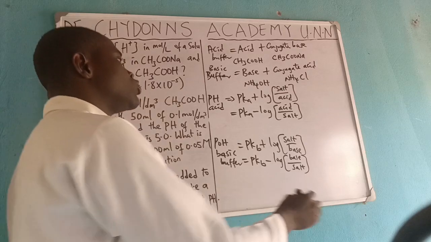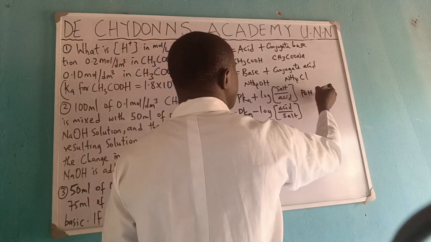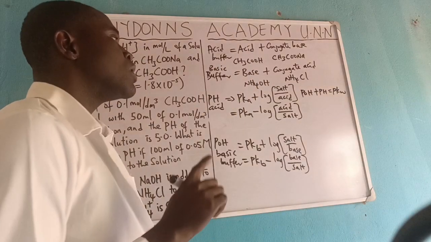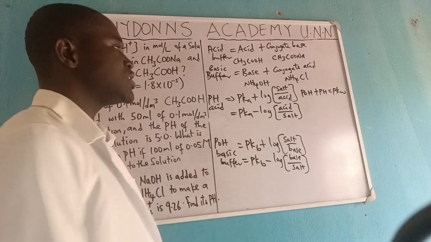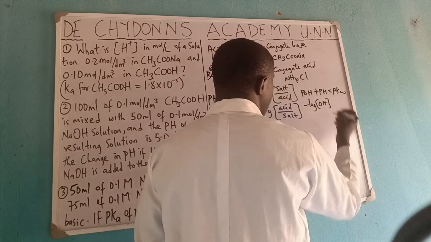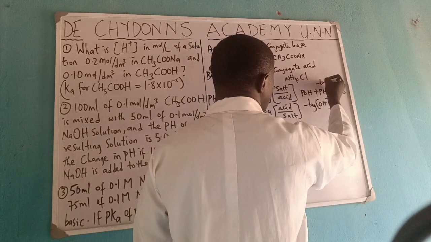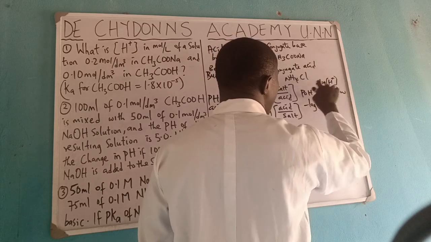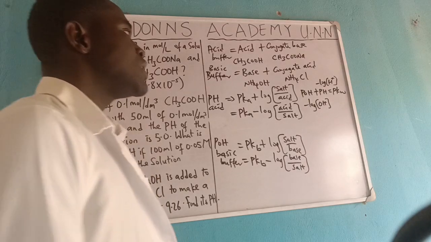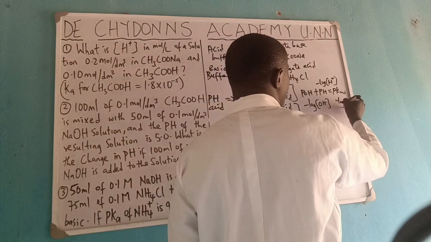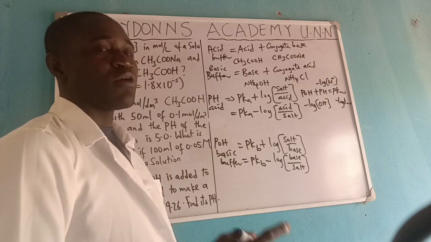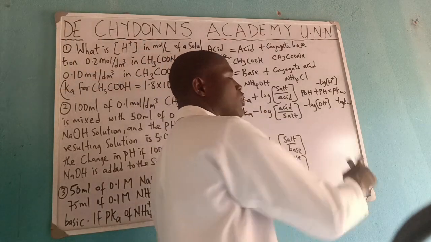Now, it's important for you to know that pOH plus pH equals pKw. Yes, when you hear pOH, it means minus log of OH. When you hear pH, it means minus log of H. So minus log in this topic is called p. Minus log is called p. Then pKw is also minus log of Kw, that is the ionization constant of water.